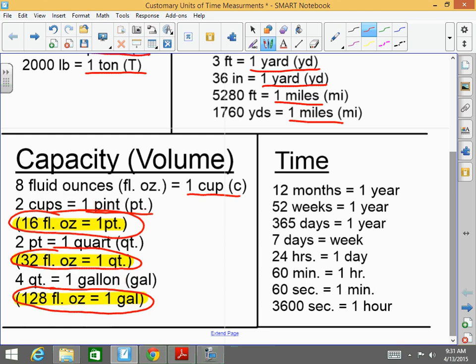Also, before we review time, please remember that if we're going from large to small, what do we do? Multiply. Good job, boys. And if I go from small unit to large unit, what would we do? We would divide.